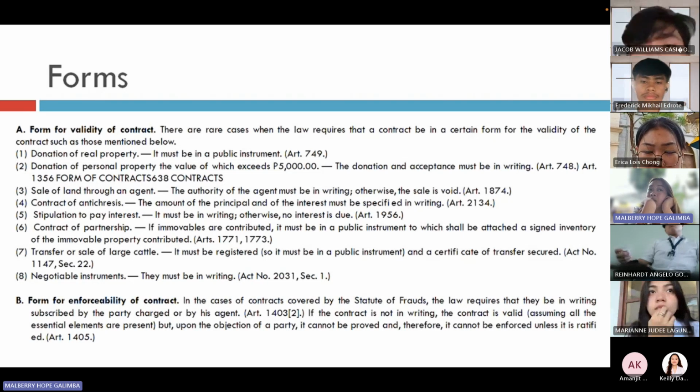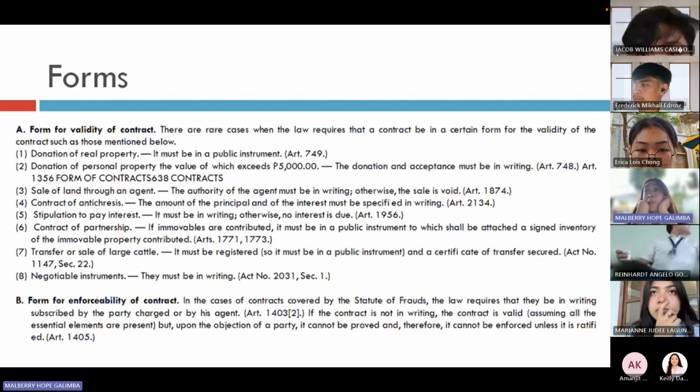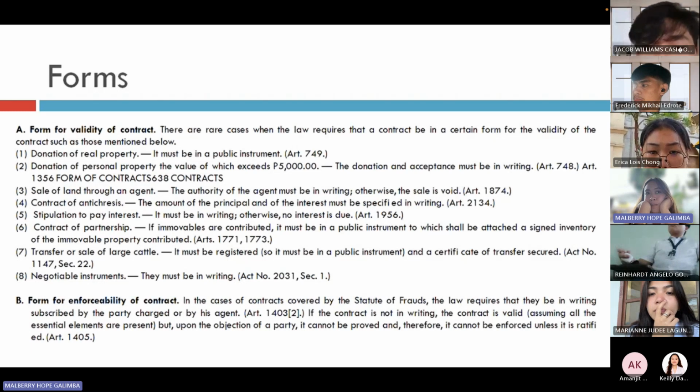Kasi in-notaryo mo eh. So kailangan din in writing. So the requirement of the law there, it must be in a public instrument. So it presupposes that the agreement must be in writing so that it can be notarized. Number 2, donation of personal property, the value of which exceeds 5,000. It should be more than 5,000. The donation and acceptance must be in writing. The first one refers to real property. The second one is the donation of personal property. But as far as the donation of real property is concerned, there is no amount indicated. There is no threshold.